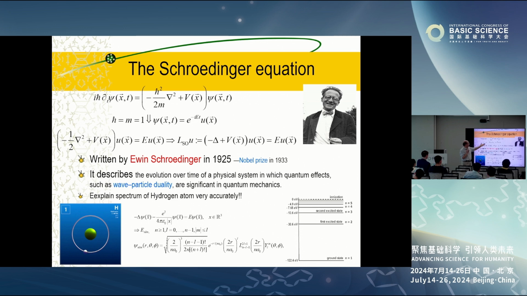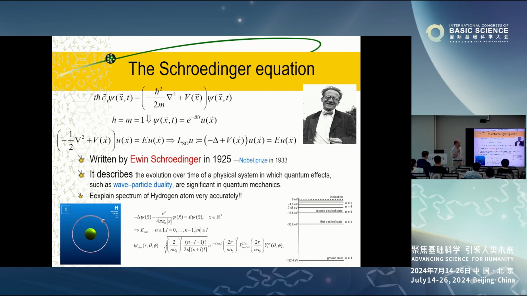And then if you choose the time-harmonic solution, psi equals exponential of minus iEt times u of x, separation of variables, you plug in and you end up with the so-called time-independent Schrödinger equation. So minus 1/2 Laplacian plus V is usually called the Schrödinger operator. In mathematics, you remove the 1/2 by choosing a proper spatial rescaling.